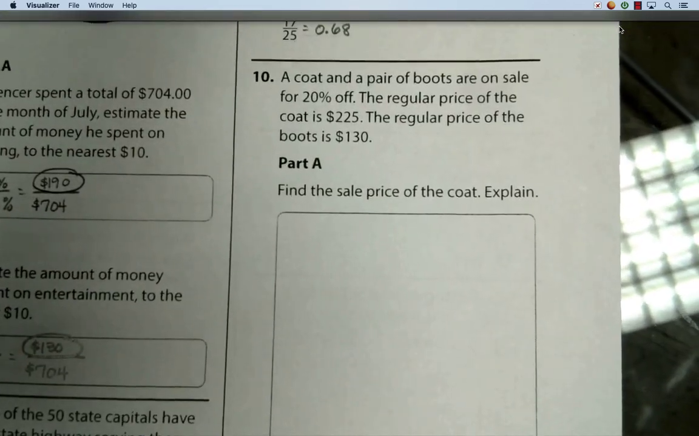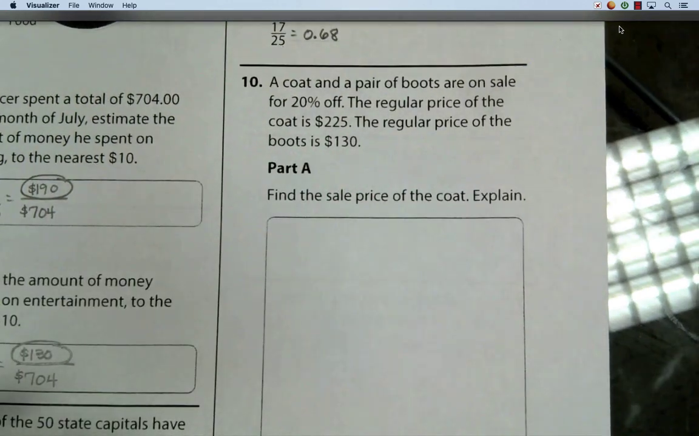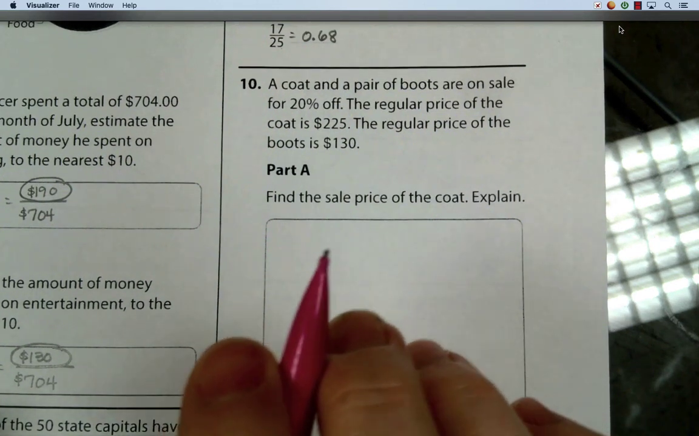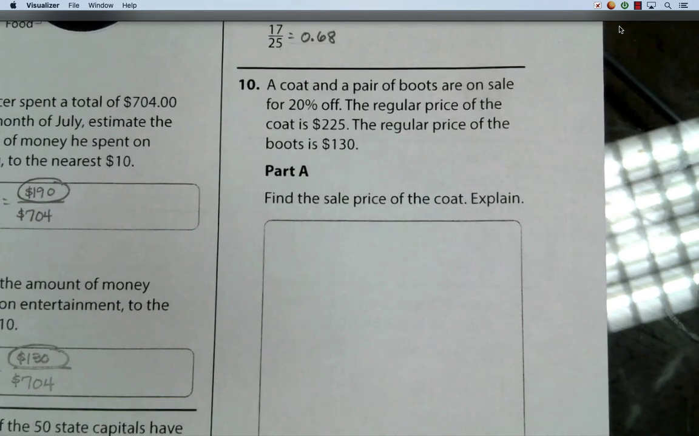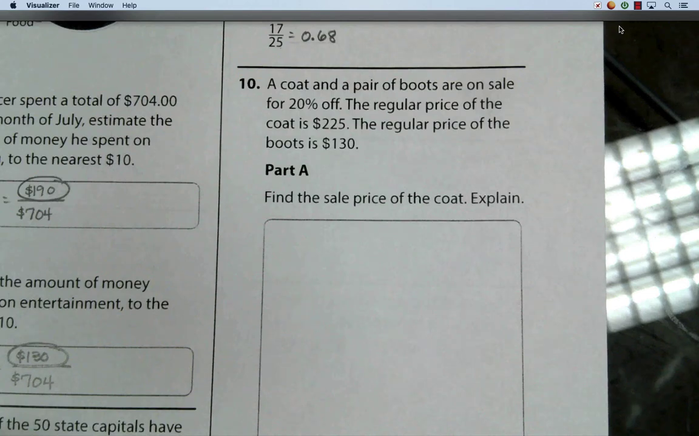Number 10, a coat and a pair of boots are on sale for 20% off. The regular price of the coat is $225. The regular price of the boots is $130. Find the sale price of the coat. Okay, I am going to tell you two different things. Now, as a consumer myself, and you guys are also consumers, when I go to the store and I want to figure out how much my item is going to be, well, I see it's 20% off. So, but let's think about this here.